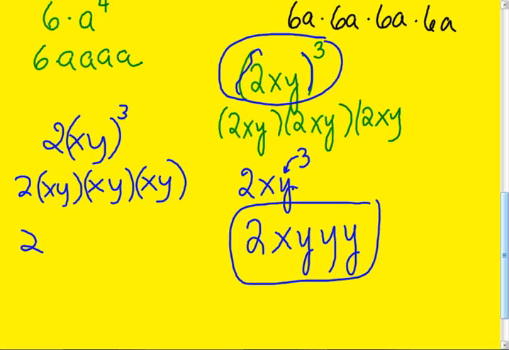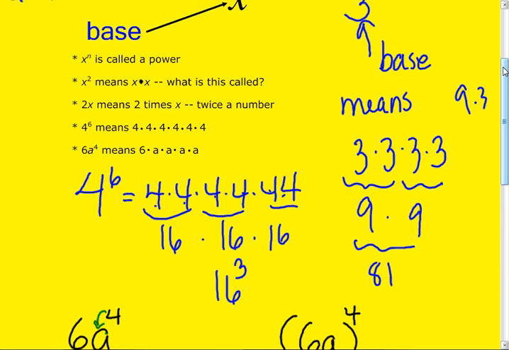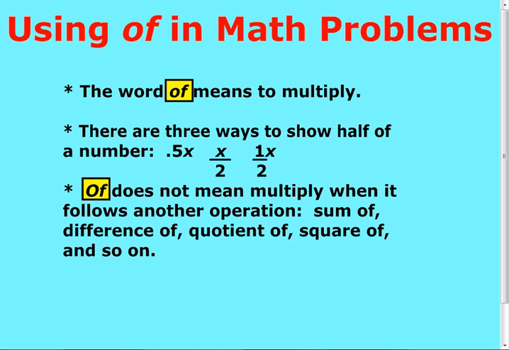How many x's are multiplied together? 3. And we'll do this later this year. How many y's? 3. If I know what it means, I can figure it out. That's the thing. Okay, Mel? Yes? No? Is that okay? That's important to understand the difference between those parentheses and exponents.